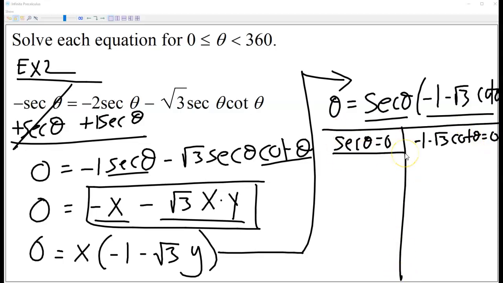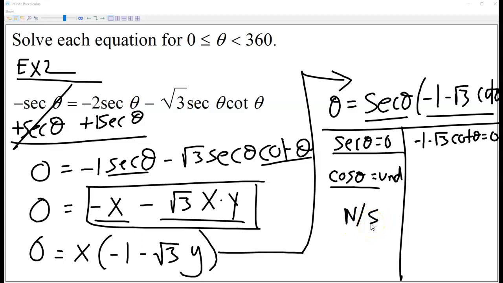Secant of theta equals 0. Well, secant of theta equals 0. What I would do is I'd take the reciprocal on both sides. So cosine of theta is the reciprocal of secant theta. And 0 has no reciprocal to it, so that would be undefined. And cosine is never undefined. There's no places where cosine is undefined. So this one actually doesn't give us any answers.